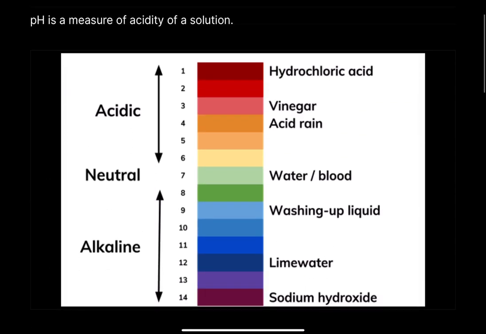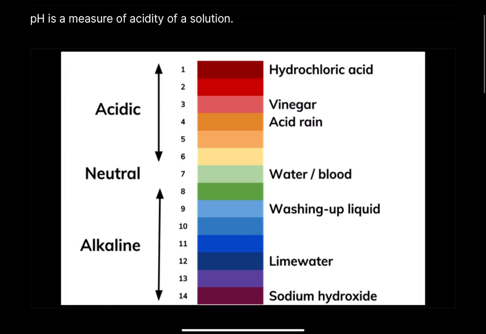So for example, we know that the H plus concentration in water, well, roughly, pure water is definitely 1 times 10 to the power of minus 7 moles per dm cubed. The H plus concentration of pure water is 1 times 10 to the power of minus 7 moles per dm cubed.